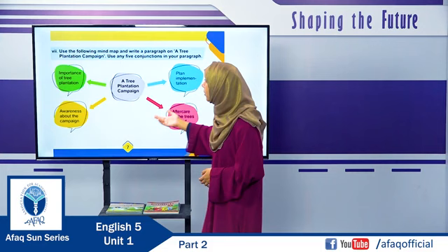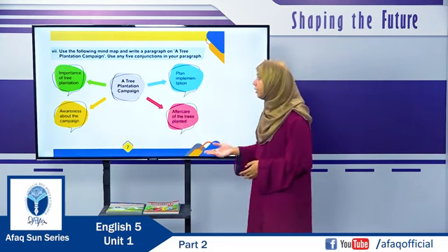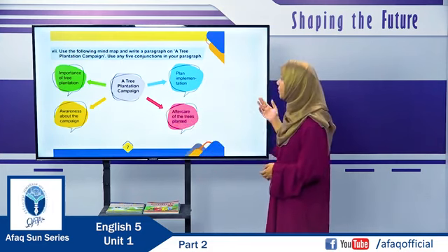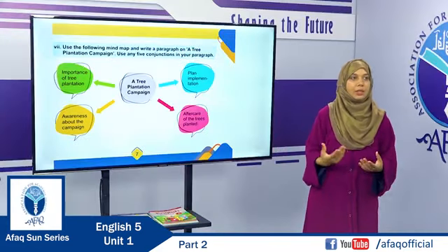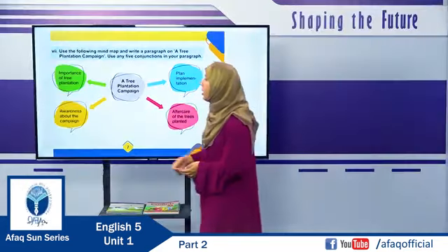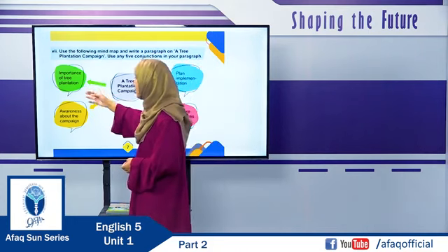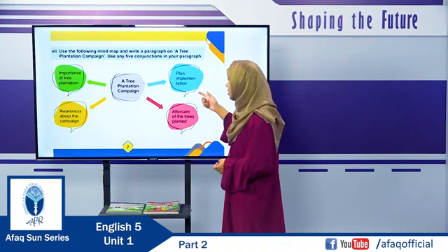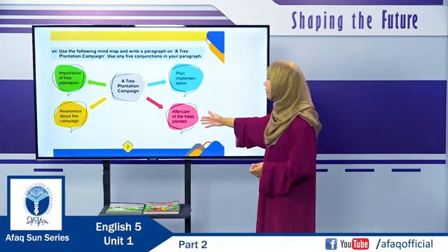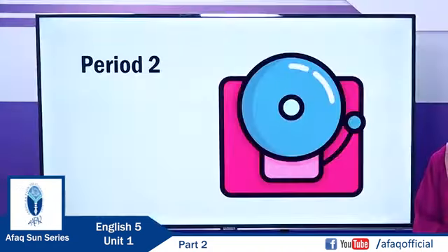This is the title of the paragraph. And then you have to use any 5 conjunctions in your paragraph. The supporting details in this paragraph can be importance of tree plantation, awareness about the campaign, plan implementation, and aftercare of the trees planted. This is the second period of the second week of Unit 1, Term 1.